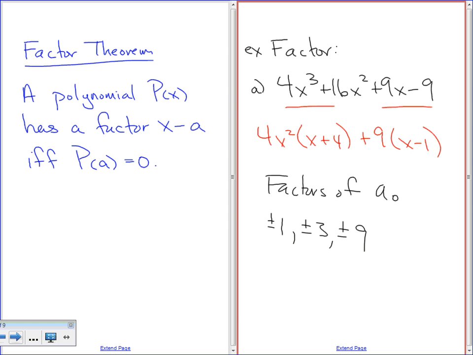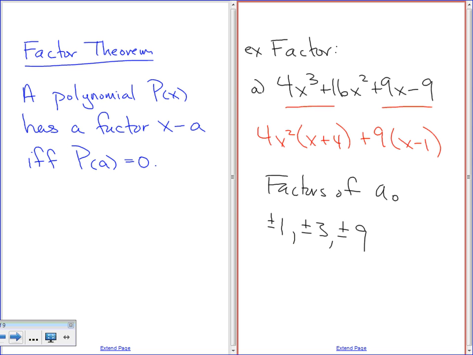On a test, if I were you, I would start at 1, -1, and then work your way up, because I don't want you guessing the entire time. So when I made up the test, I made it so that 1, -1, 2, -2, 3, or -3, one of those would have worked. I don't want you guessing the entire time.